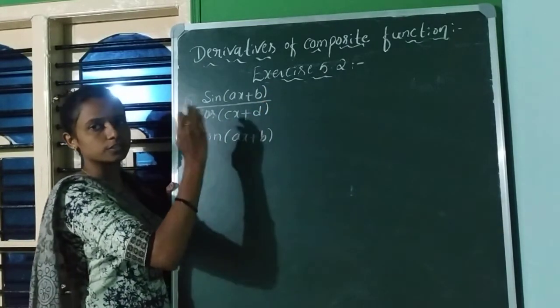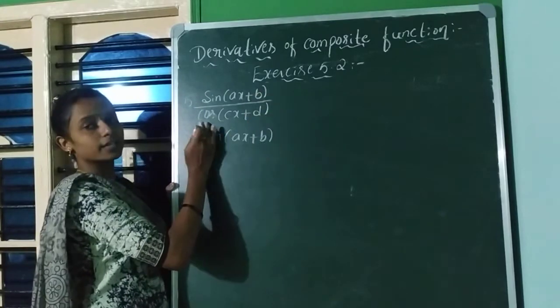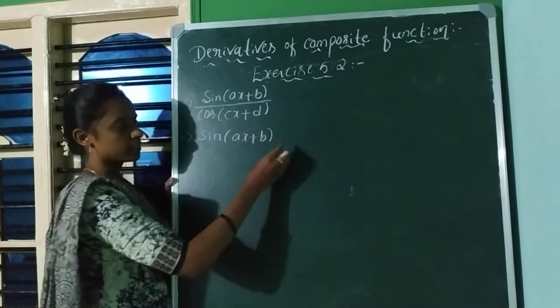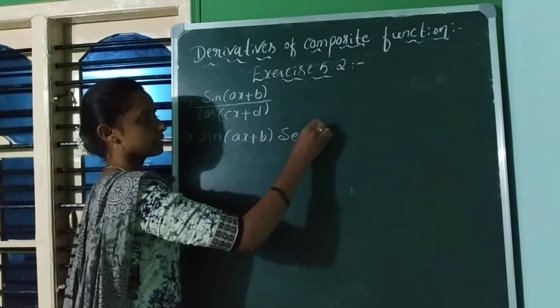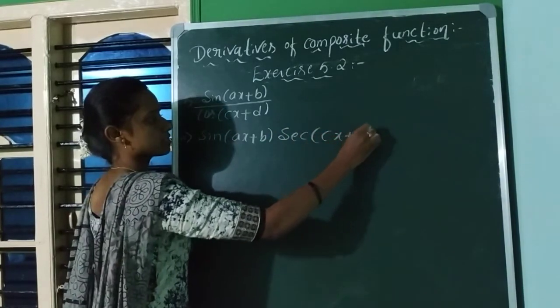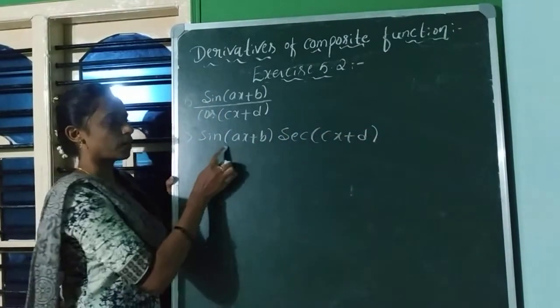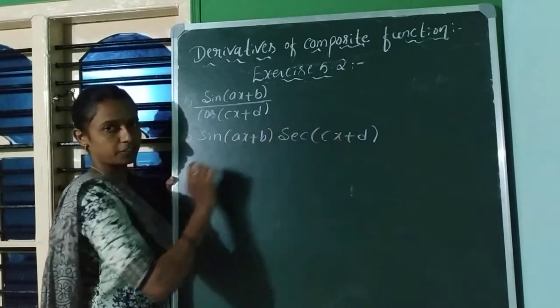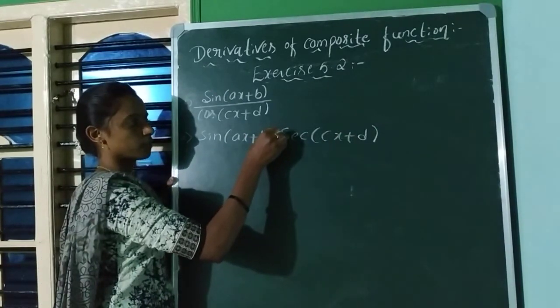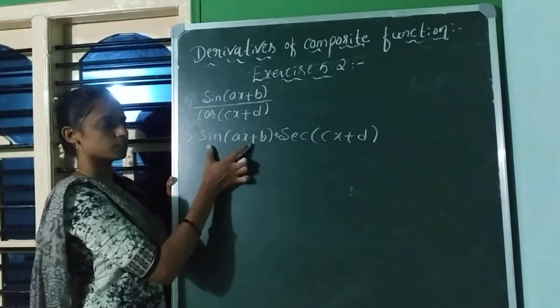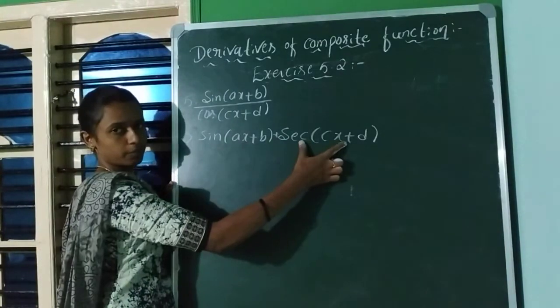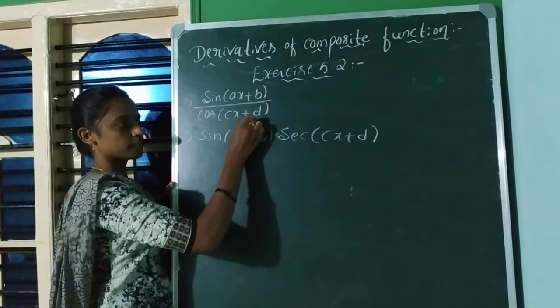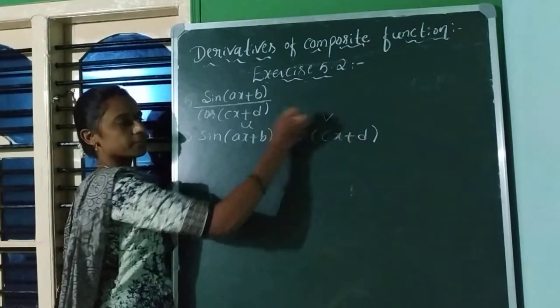So I'll just go with the trigonometric ratios. 1 by cos is nothing but secant, right? So I'll write that as secant of cx plus d. Now these two are complete functions, so now you can go with the product rule. This is one complete function, and this is one complete function. Now you can take this as u and this as v.